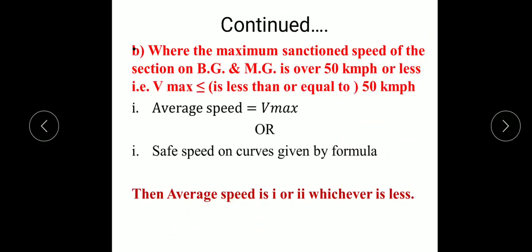The second case is where the maximum sanctioned speed of the section on BG and MG is 50 km per hour or less, that is Vmax is less than or equal to 50 km per hour. In that case, the average speed can be obtained by using the formula: average speed is equal to Vmax, or shape speed on curves given by the formula. From equation 1 or 2, whichever is less will give you the average speed.